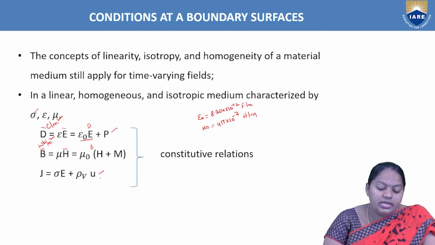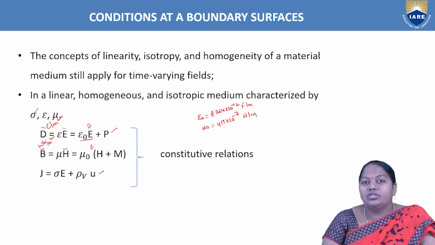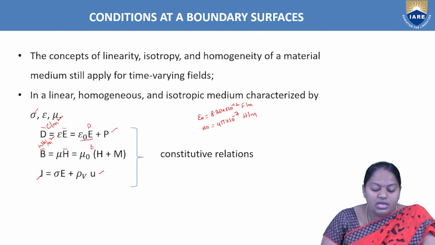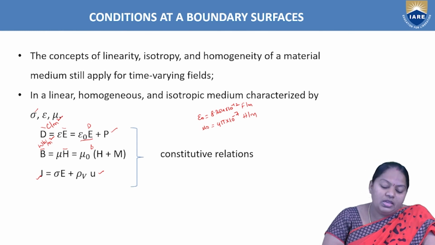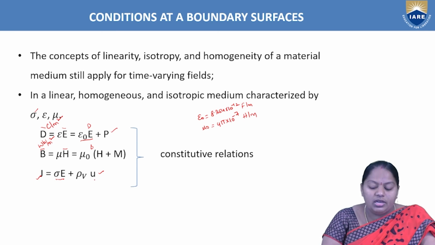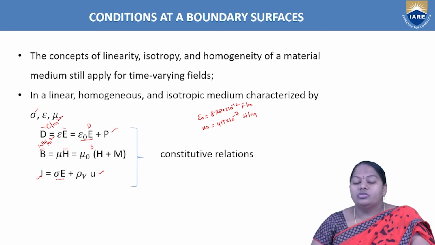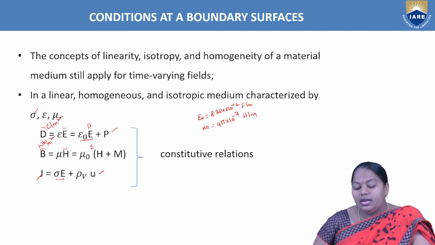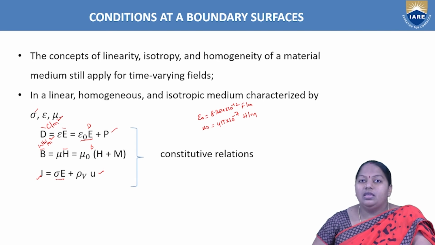And another relation: conduction current density along with convection current density, combined, the total current density is given by J equal to sigma into E plus rho V into U. Sigma into E is the conduction current density, and rho V into U is the convection current density. So these are the three constitutive relations, which are interdependent, given by D, B and J: electric flux density, magnetic flux density and current density.